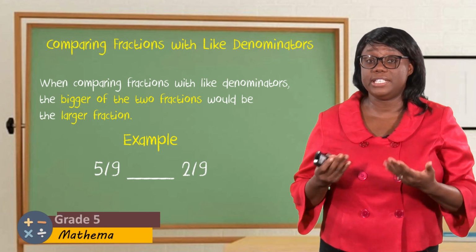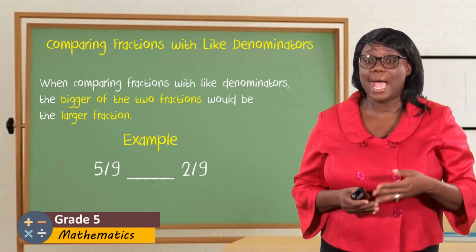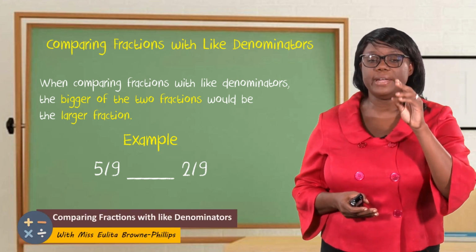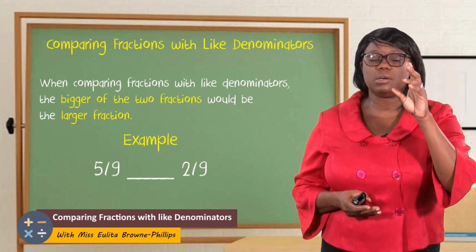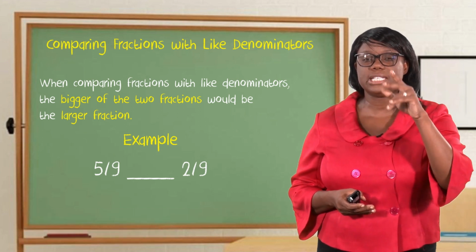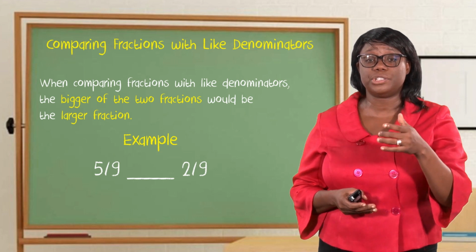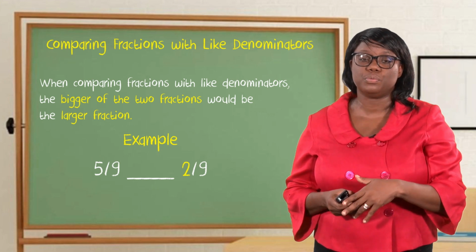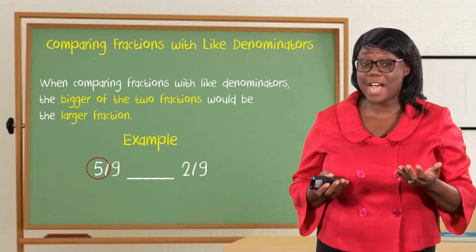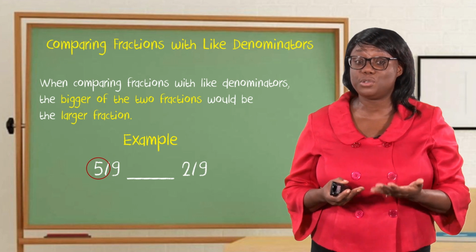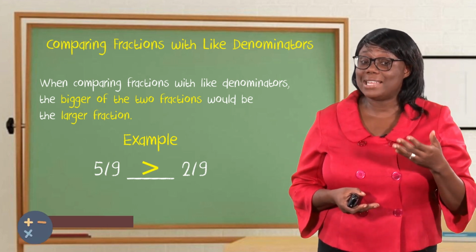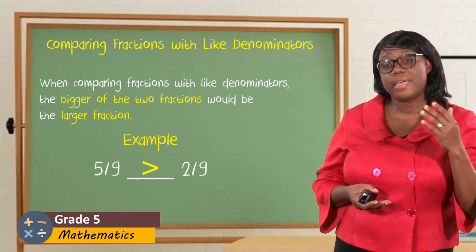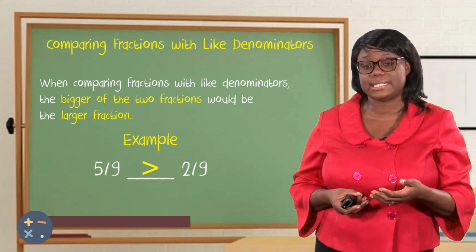Yes, their denominators are the same and the numerators are different. So let's compare them. Let's look at the numerators to see which one is the larger of the two. We have 5 and 2. Of course, 5 is greater than 2. So your answer will be 5/9 is greater than 2/9.